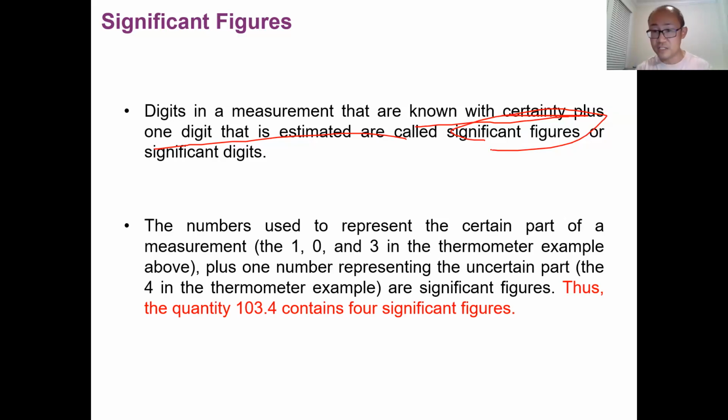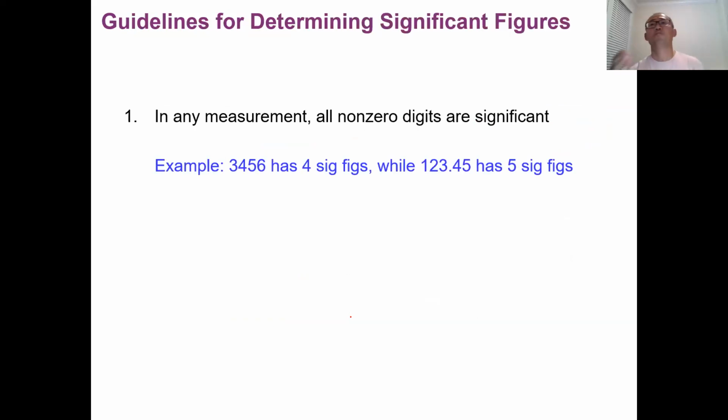So again, what are sig figs? Sig figs are the digits that include all the certain part plus one number of the uncertain part, or one number from the estimate. For example, the one we just did, 103.4, including the certain part, 103, and that 4. Those 4 digits are called sig figs. So this measurement, this reading, 103.4, has 4 sig figs.